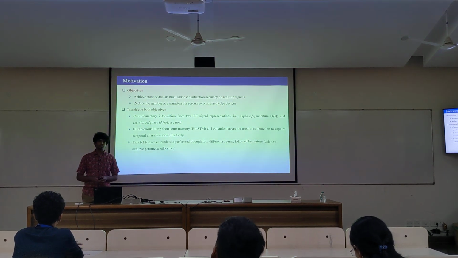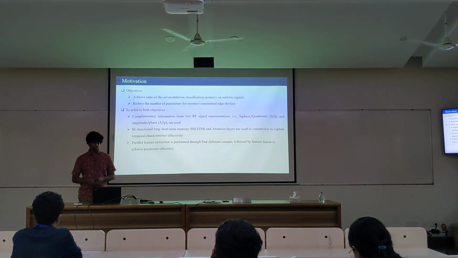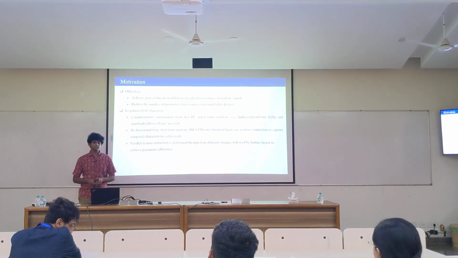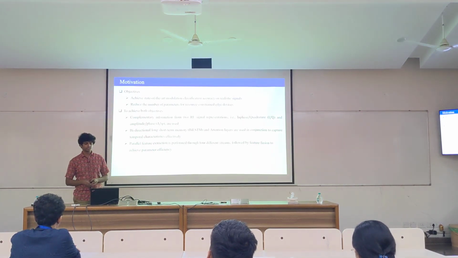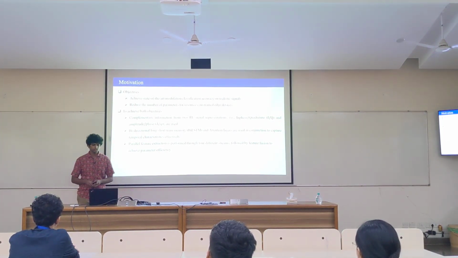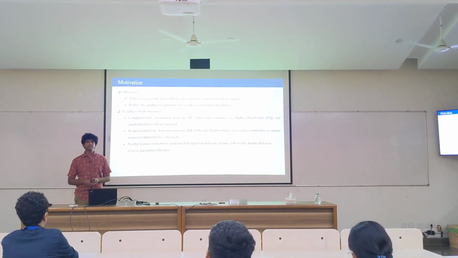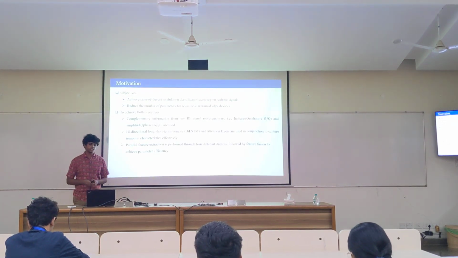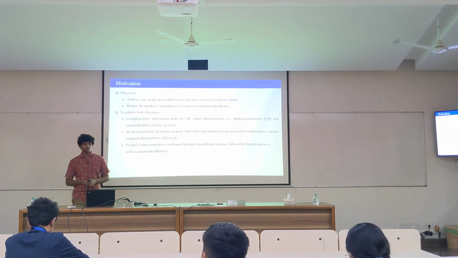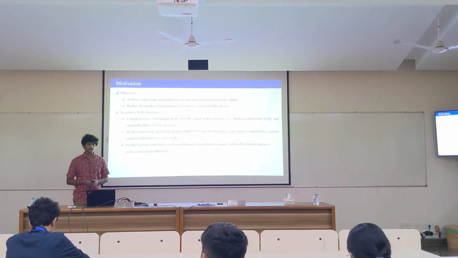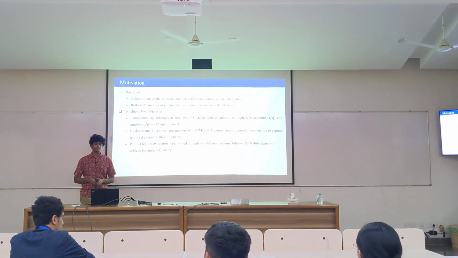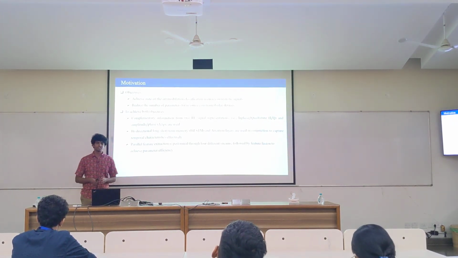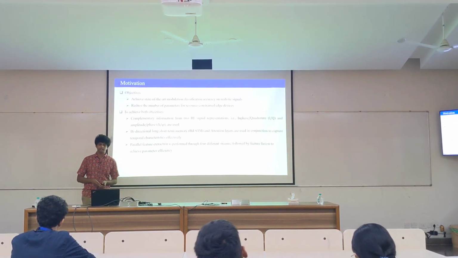So what are the objectives of this work? We are trying to achieve state-of-the-art modulation classification accuracy on realistic signals. The goal is also to reduce the number of parameters so that resource-constrained edge devices can be used. To achieve both these objectives, we are using complementary information from two different representations of the data. First is the in-phase quadrature data, and second is the amplitude phase representation. We use bidirectional long short-term memory cells and attention layers in conjunction to capture the temporal characteristics of the data. Also, we are using parallel features extracted through 4 different streams, which will capture the spatial characteristics of the data.